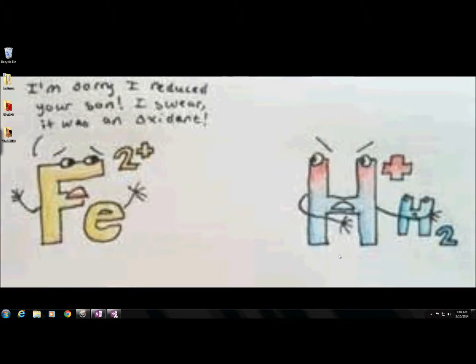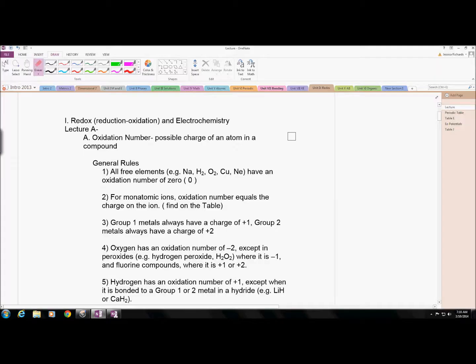Welcome to Unit 9, Redox. Today is Lecture A, where we're going to talk about oxidation numbers and what redox is.